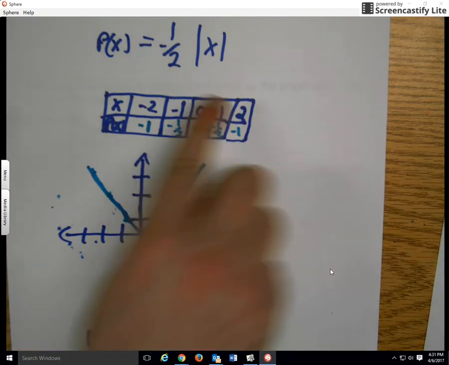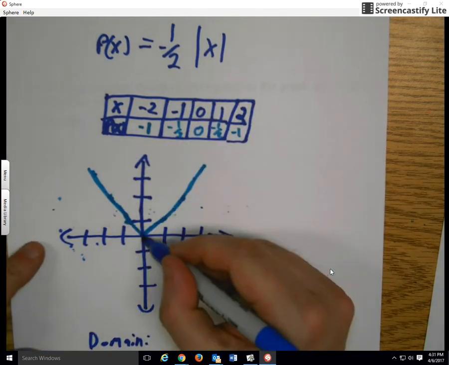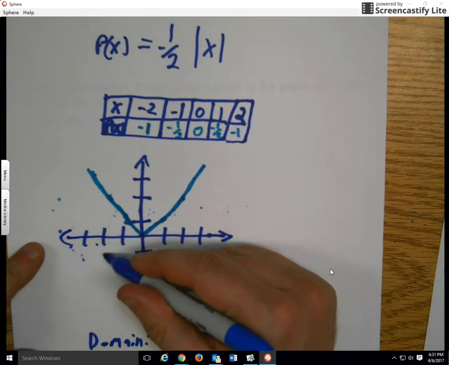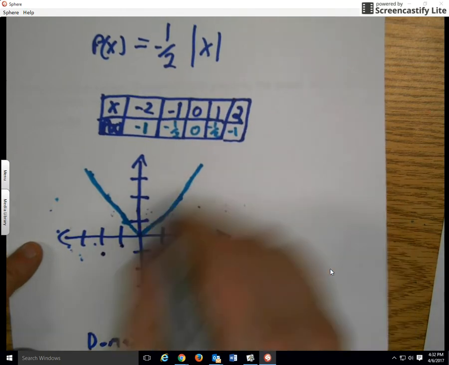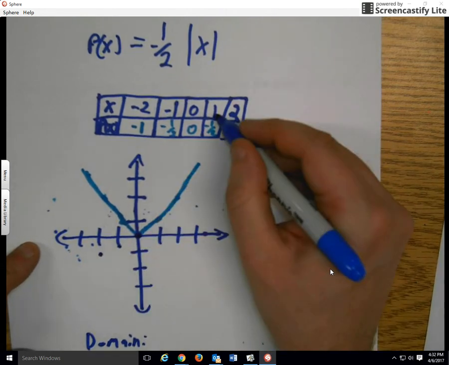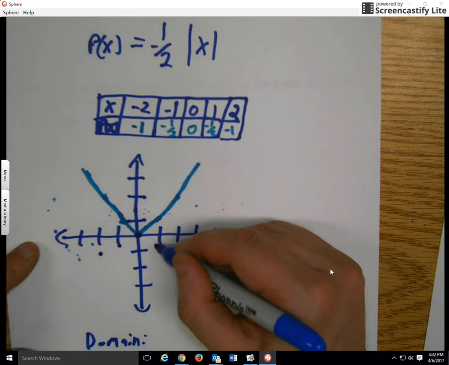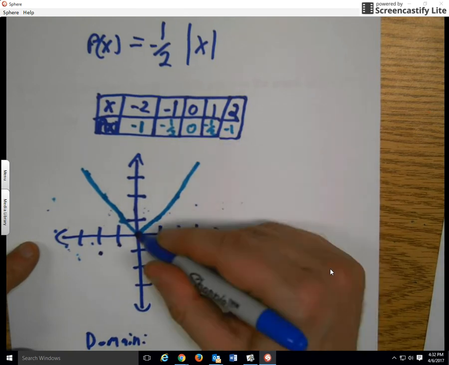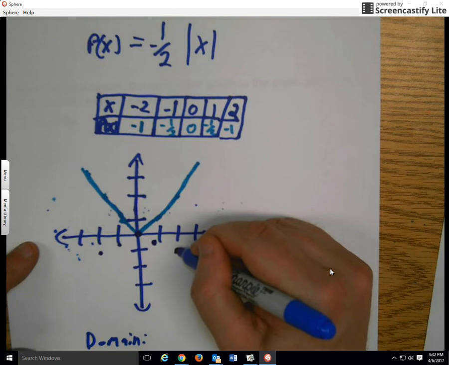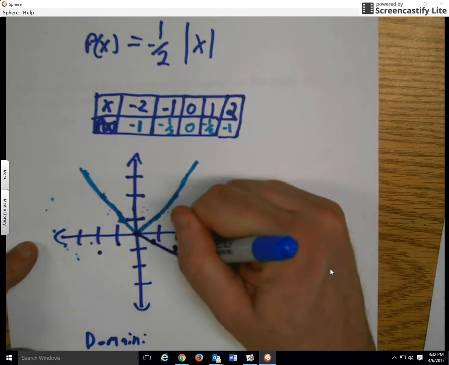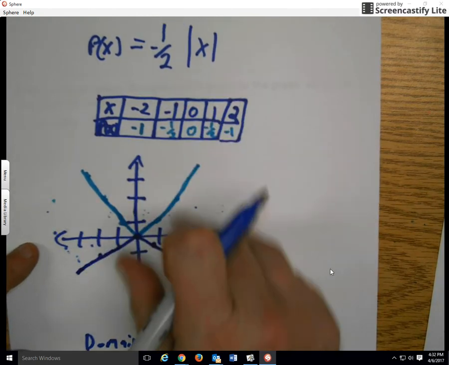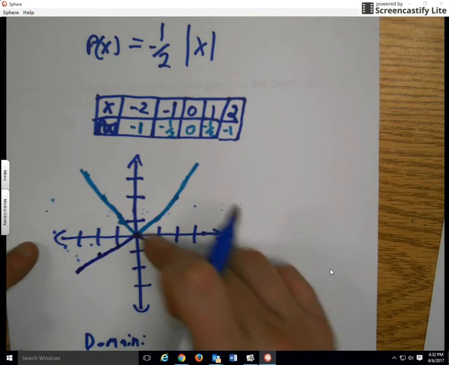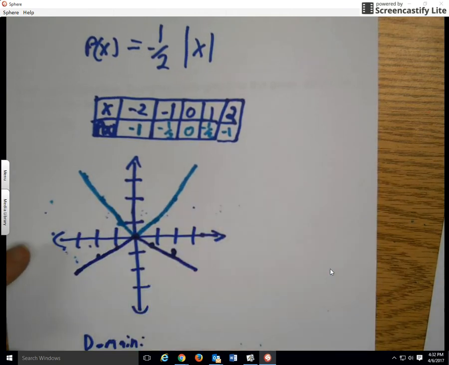Well, we just use our chart. If x were negative 2, y would be a negative 1. If x were negative 1, y would be a negative half. If x were 0, y would be 0. If x were 1, y would be a negative half. If x were 2, y would be a negative 1. So what you start to see is that it's a reflection because there's a negative, and it's half of what this original parent function was.